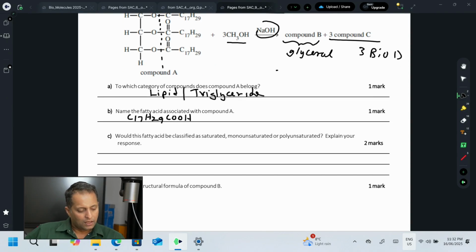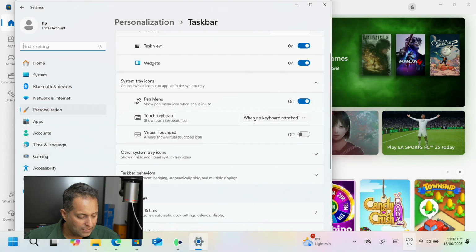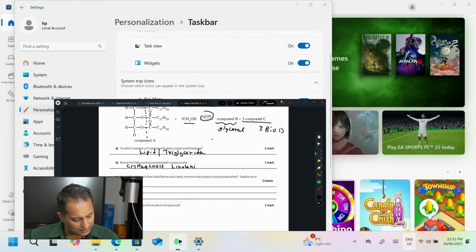Now listen. What do you think about this fatty acid? You can look at the data booklet and find out the name of this fatty acid. Apparently it is linolenic. Linolenic fatty acid, right?